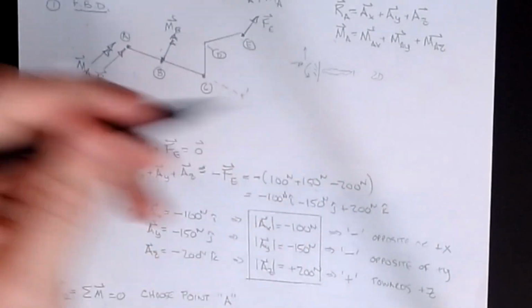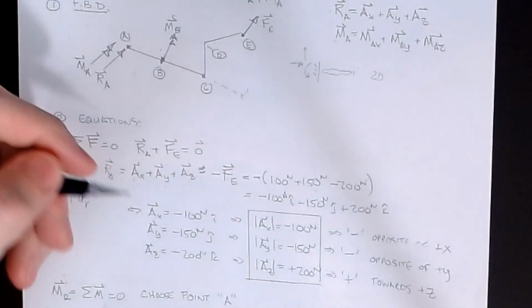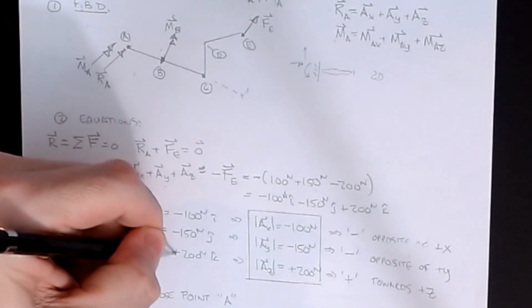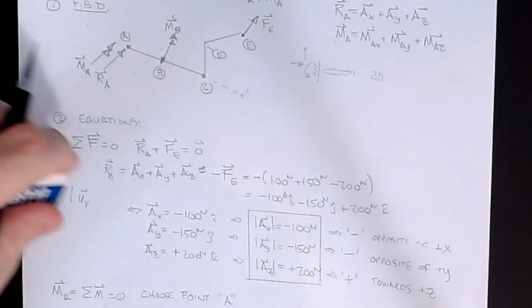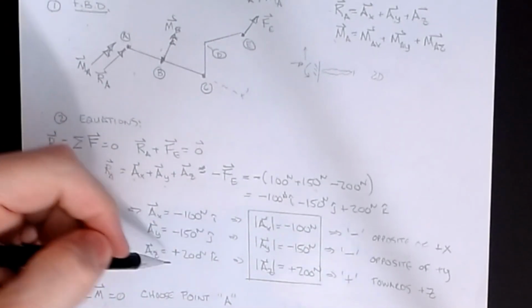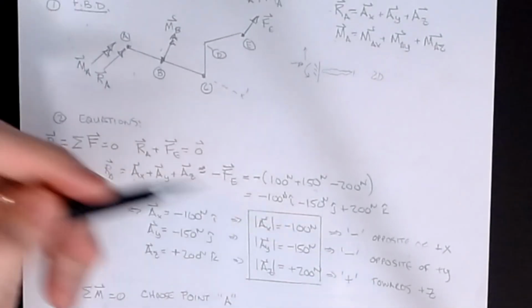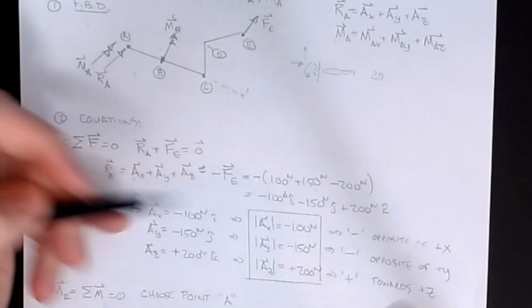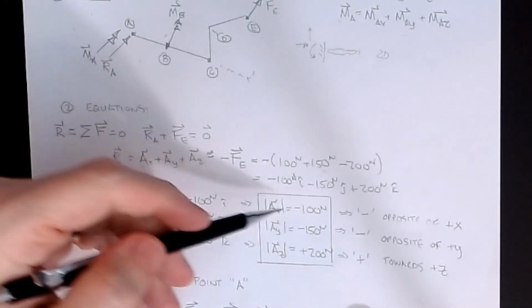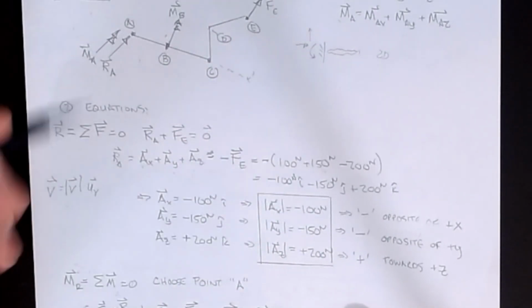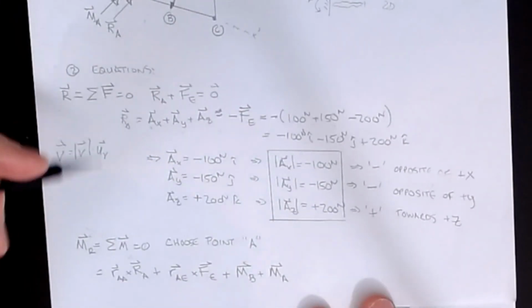AZ has to be the 200, and that is a positive 200. So on that one, that's a positive 200 newtons there, and then the positive tells me that it's pointed towards Z for that. So you've got now the reaction forces, AX, AY, and AZ. Okay, the next step then is to go do the moments.